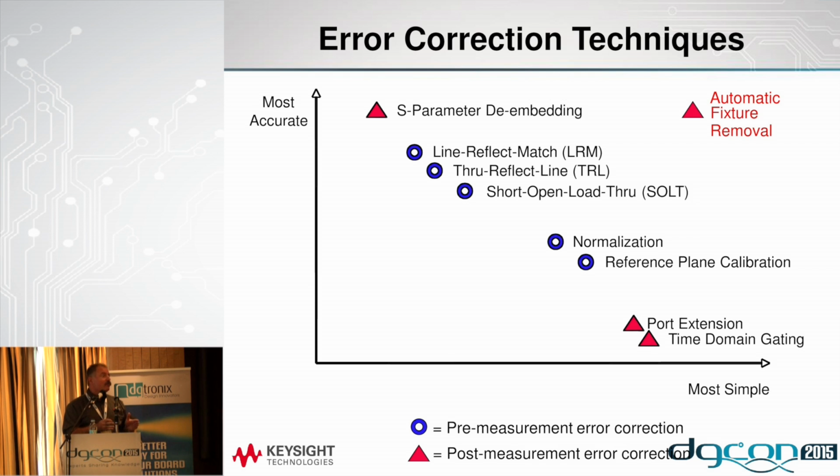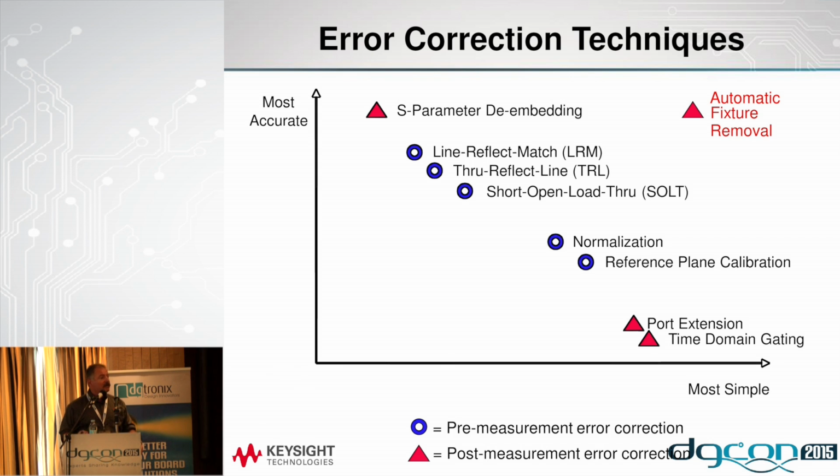If you do some type of error correction after the measurement, but you don't have the full S-parameters, that's okay. But I wouldn't call that de-embedding. I would call it some other type of correction, either port extension, time domain gating. And just because something may be a little less accurate doesn't mean it's bad, okay? Everything is a tool.